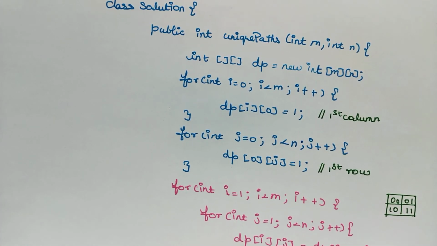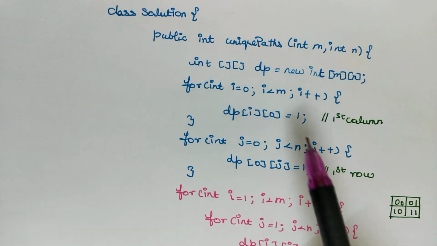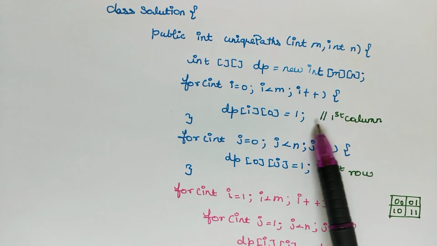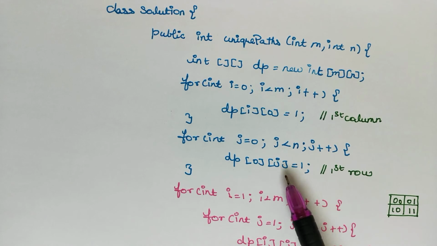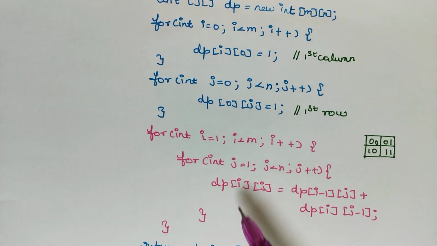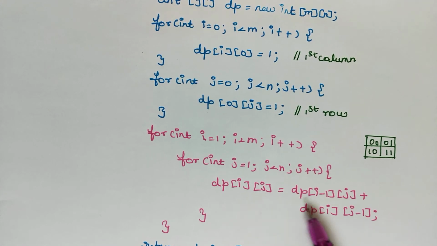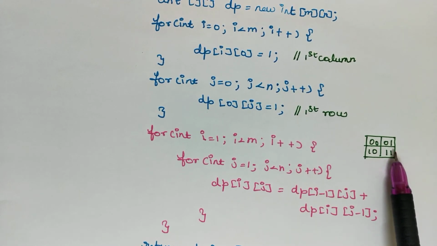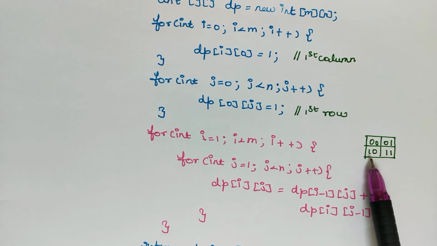Now this is the code for the problem. In the first step we are just initializing the first column to be 1 and the first row to be 1, as we did in the demo. And in the main part, for the DP values, we are adding the value from my previous row and the cell which is to the left of me.